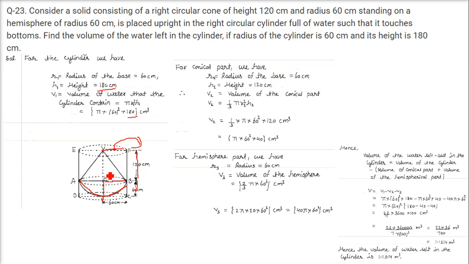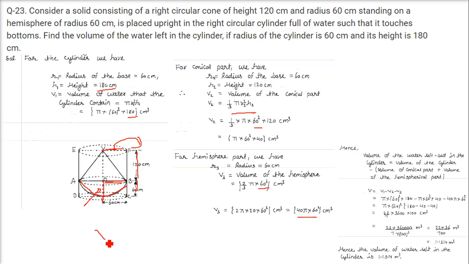Now, what is the conical part? For this conical part, the radius will be 60 and the height is given as 120. So what is the volume? 1 by 3 pi r square h, that is 1 by 3 pi into 60 square into 120. Coming to the hemispherical part, the radius is 60 and the volume of this hemisphere is 2 by 3 pi r cube. R will be 60 cube. So this is the result.